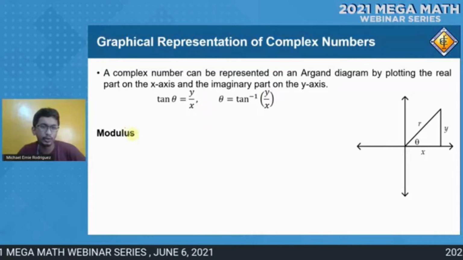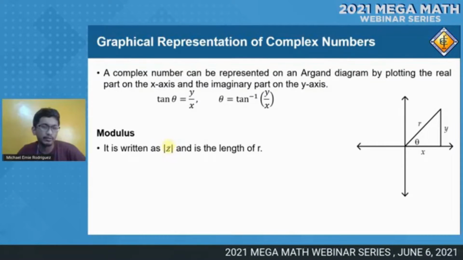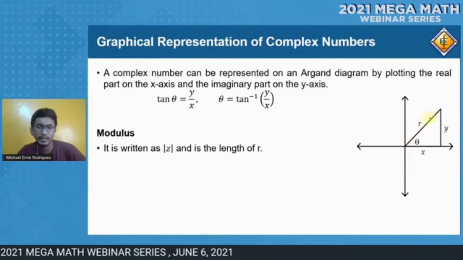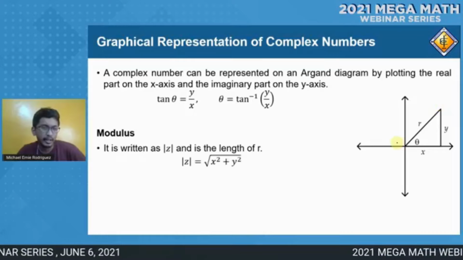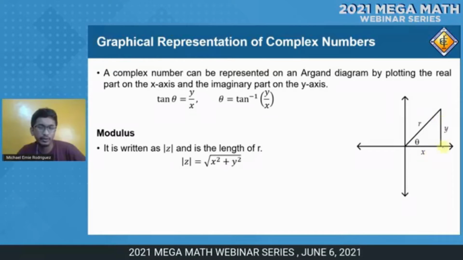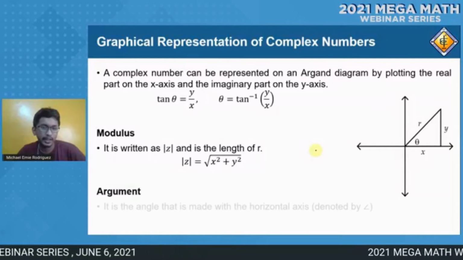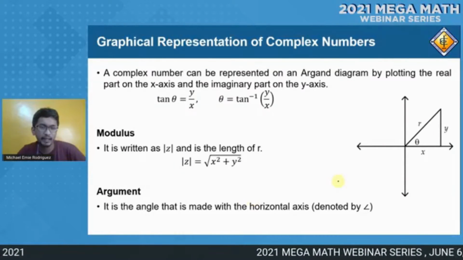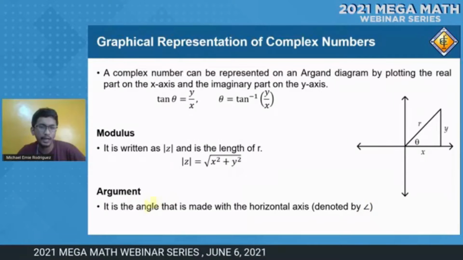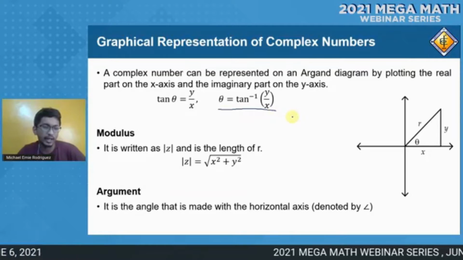So we have what we call modulus. So ang modulus, that is written as ito. Parang absolute value yung symbol of z. And that is the length of your r. So itong length na to, that is the modulus. And that is equal to the square root of x squared plus y squared. So ginamit natin dito is Pythagorean theorem. And sabi natin yung theta, ayan, that is the angle made with the horizontal axis. This is noted by your bar angle. So para makuha yung angle theta, ito yung ating formula. We have arctangent of y over x.